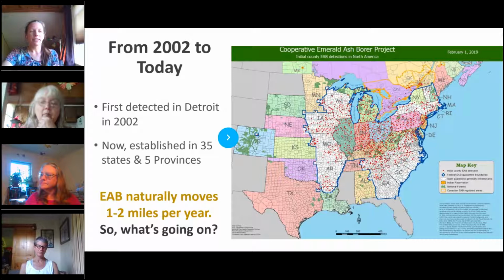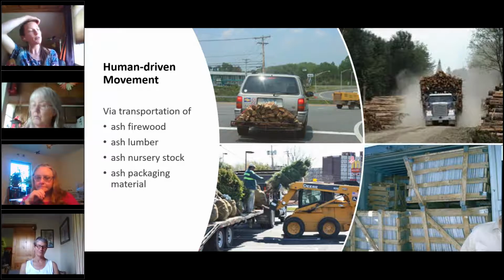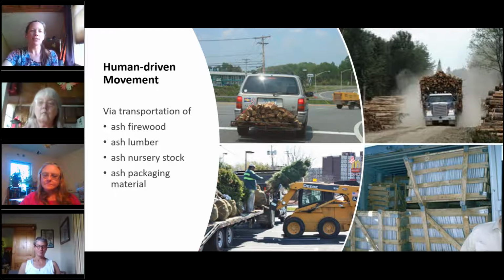EAB on its own flies about a mile or 2 a year, depending on the other food that's around, which means that if it were to fly from Detroit to Vermont, it would take several hundred years to get here. But of course, we know that in 2018, it was confirmed in Vermont. So naturally, it's being brought some other way other than its own wings. And we are transporting that ourselves via transportation of firewood, lumber, maybe even nursery stock. And again, this ash packaging material.